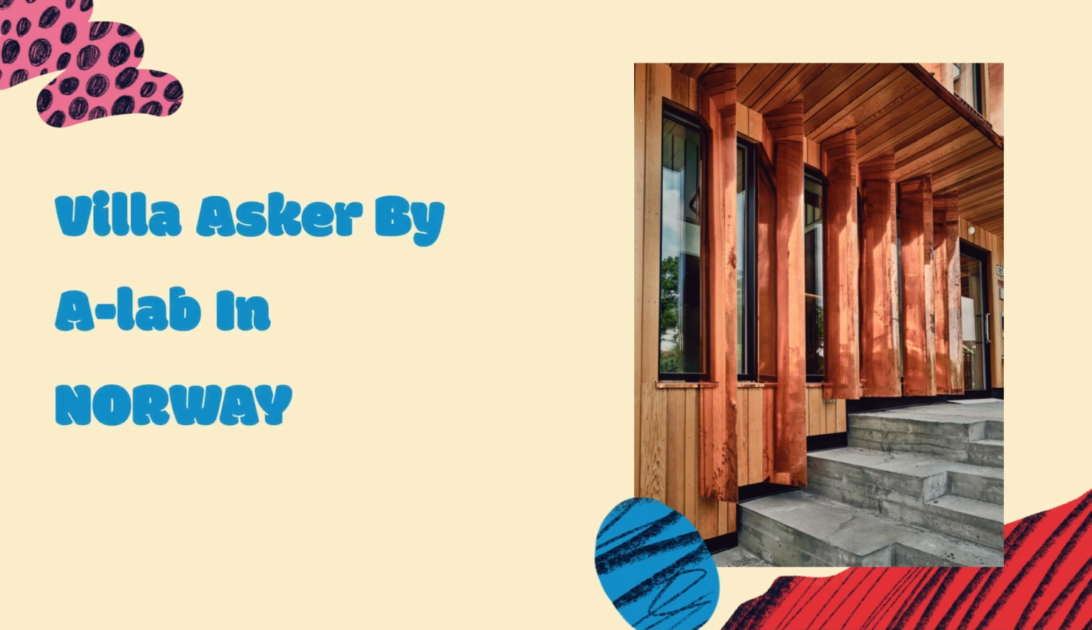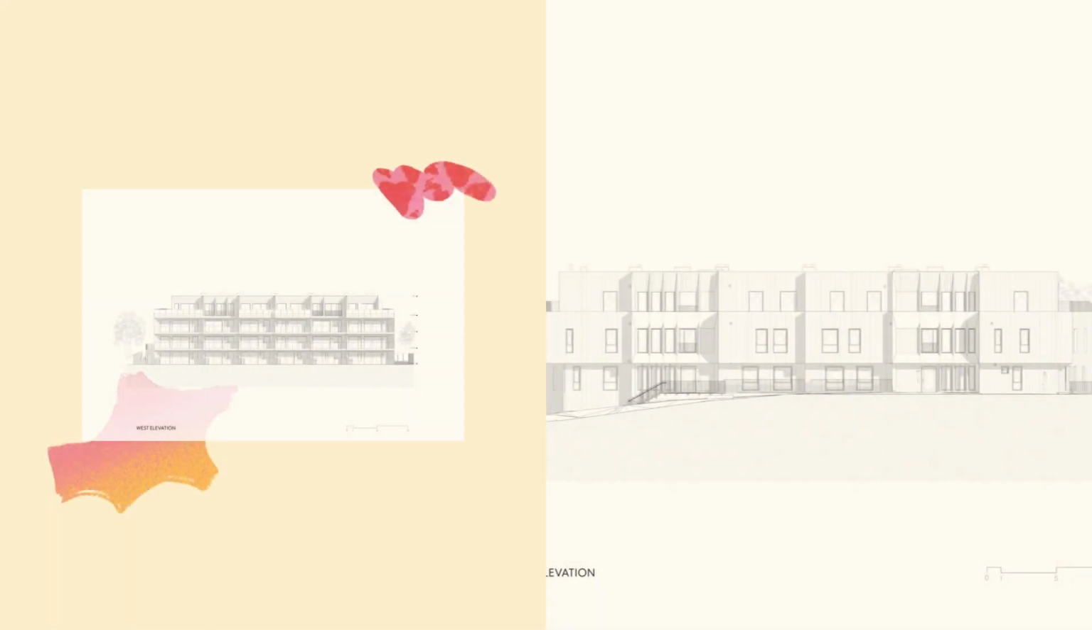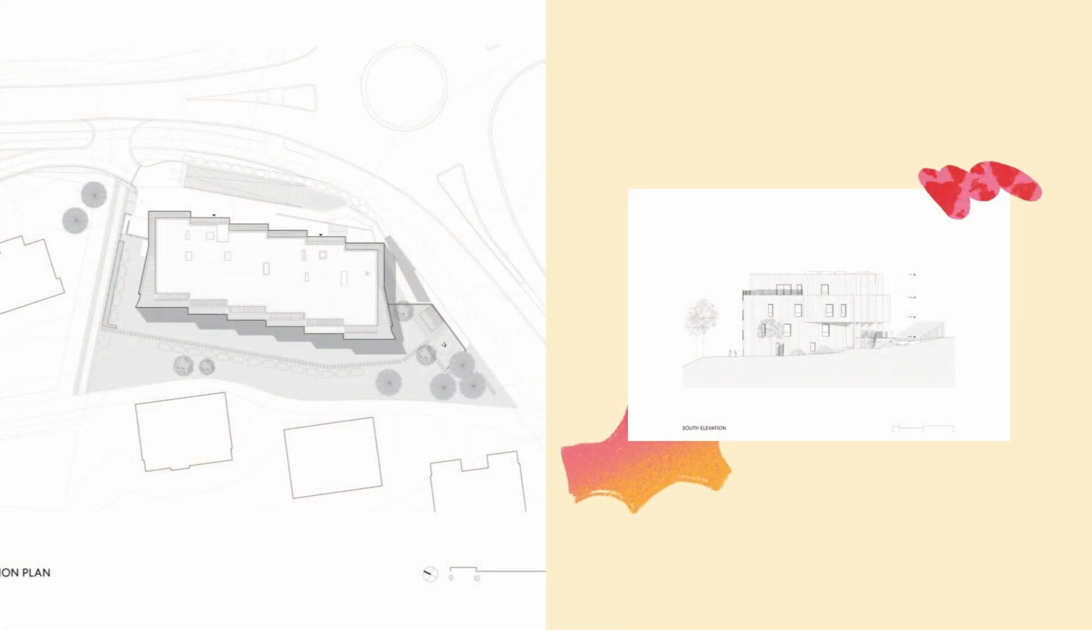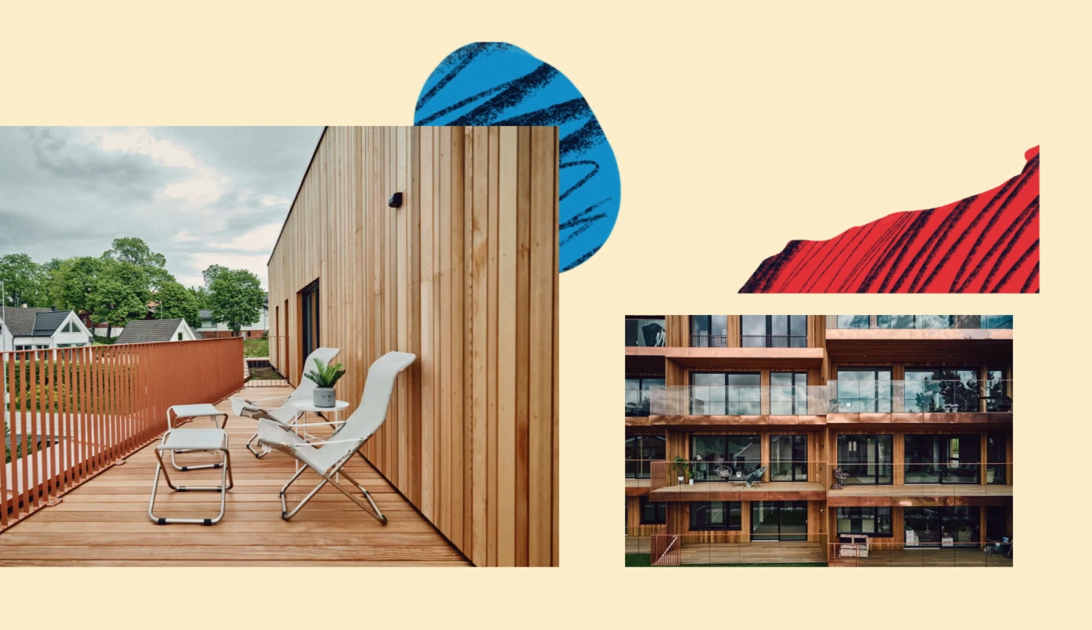Villa Asker by A-Lab in Norway. Villa Asker transforms an existing commercial site into a modern residential typology set in a spacious green outdoor area. In Asker, a municipality in the vicinity of Norway's capital Oslo.